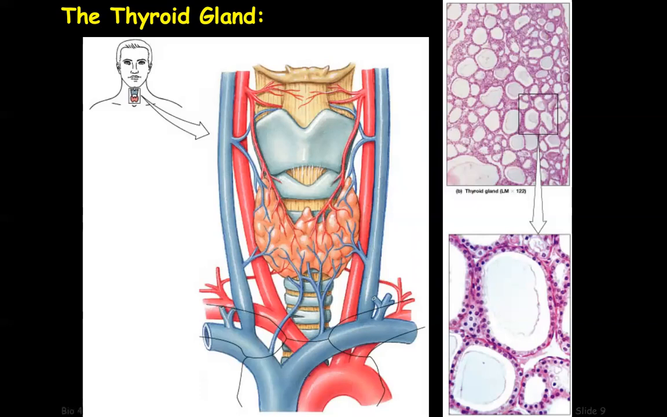And on the cadavers and on models, you'll see that it has this sort of cottage cheese appearance that's really characteristic of endocrine glands. It looks sort of like a lump of cottage cheese.